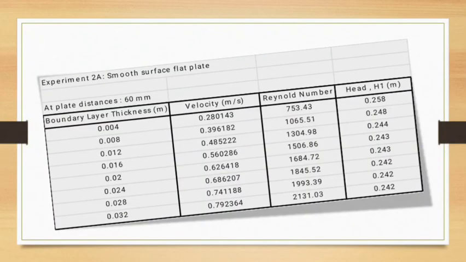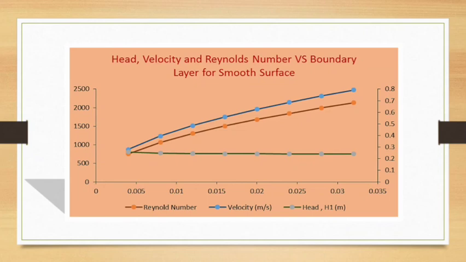Okay, the boundary layer thickness I get from the data that are provided. Velocity and Reynolds number I get from the formula that I calculated, and also the head I get from the data. I chose plate distance 60 mm to make it easier for me to plot the graph. This is the graph that I get.